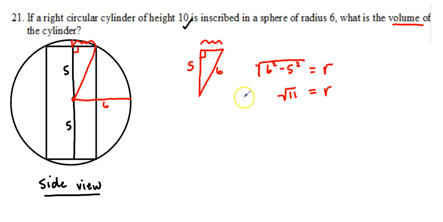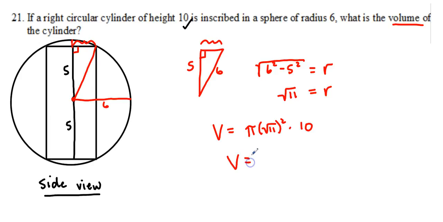So if that's the radius, we can then go find the volume of this cylinder by finding the area of the base and multiplying it by the height. So the area of the base, we know the base is a circle on a cylinder. Area of the circle is pi r squared. So that's pi times root 11 squared. And then multiplied by the height, which is given up here by 10.